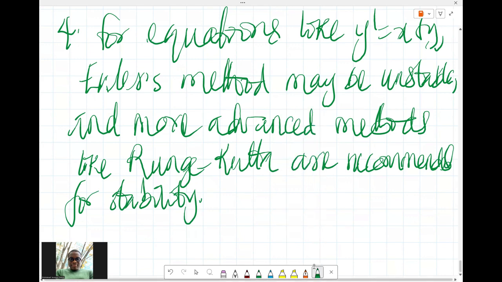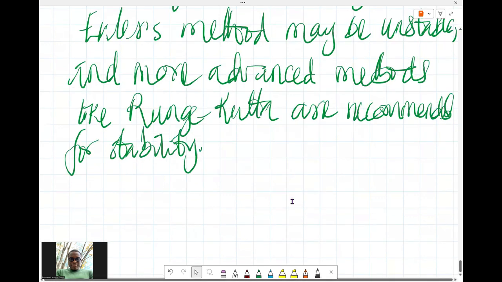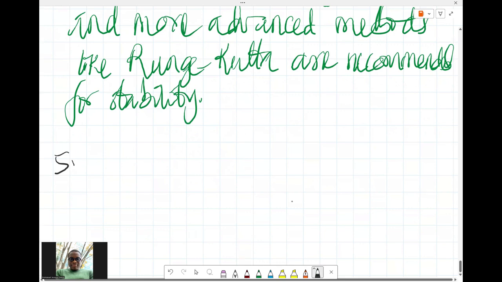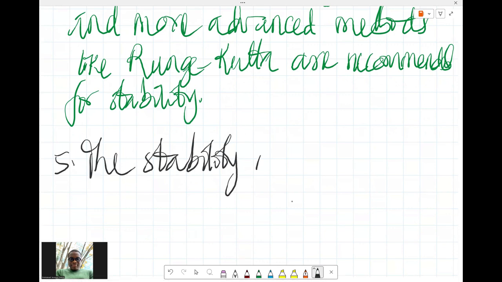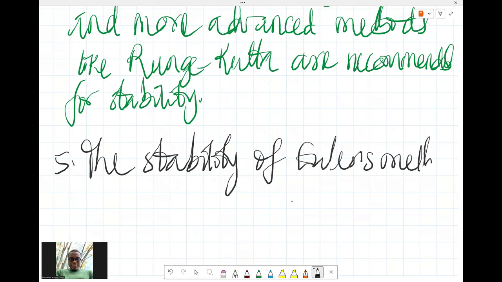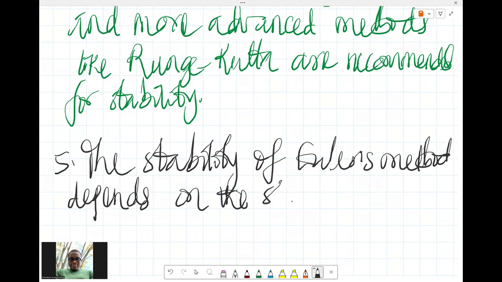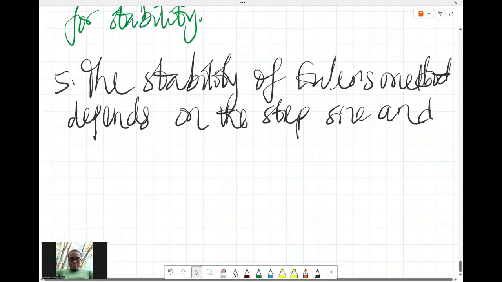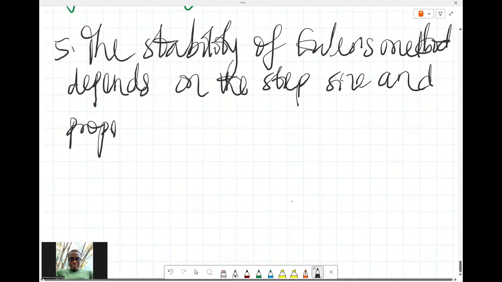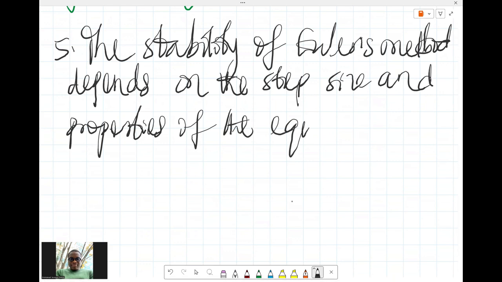And finally, we have the 5th point. The stability of Euler's method depends on the step size and the properties of the equation being solved.